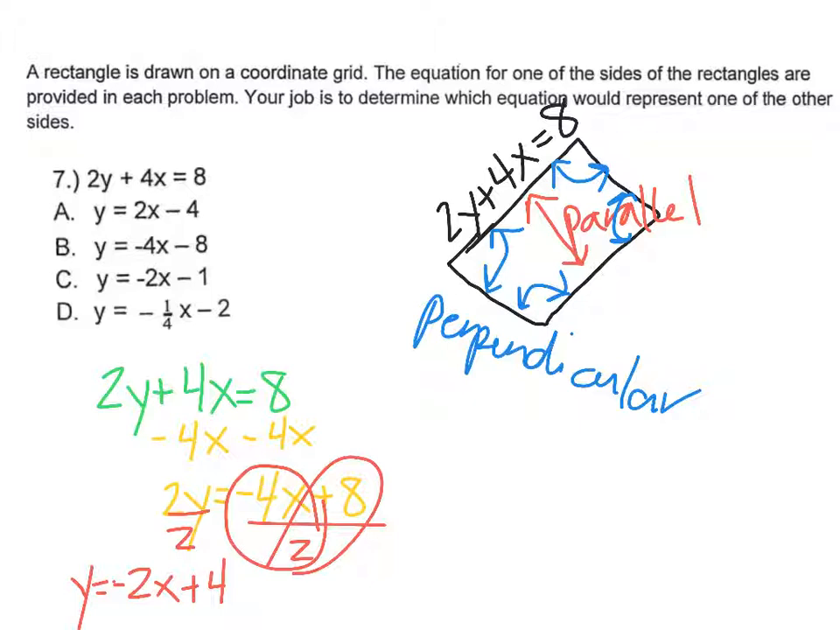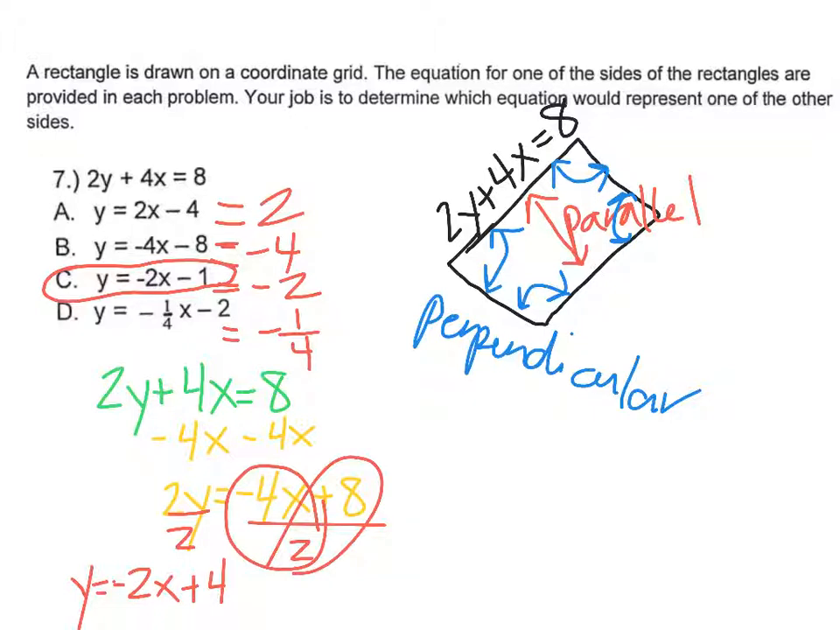But up here, the slope of this first one is 2. That's not the same because ours is negative 2. The slope of the next one is negative 4, which is not the same. And the slope of the next one is negative 2, which is the same. And then that last one is negative 1/4. So that means that our answer here is C, which gives the equation y equals negative 2x minus 1.